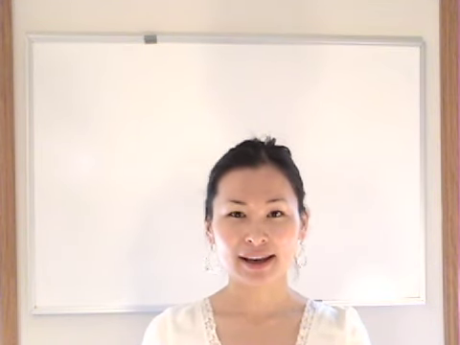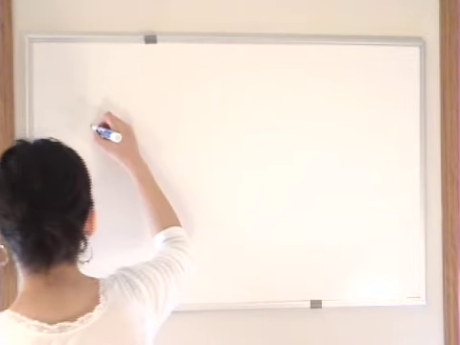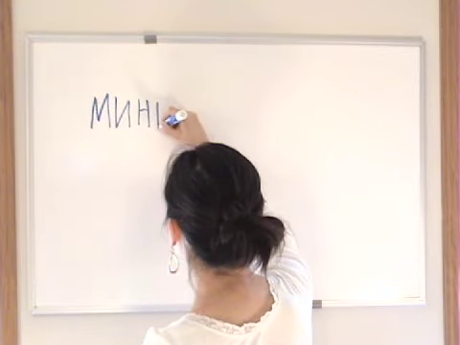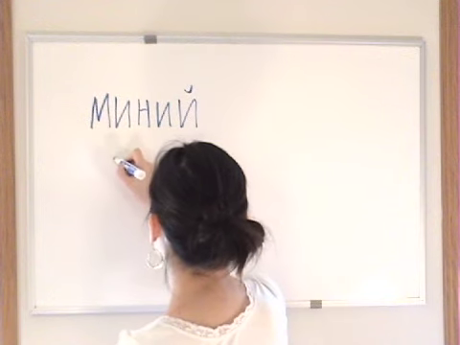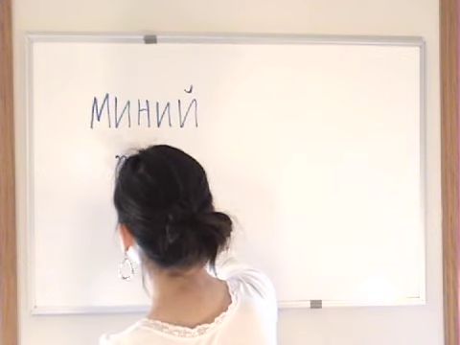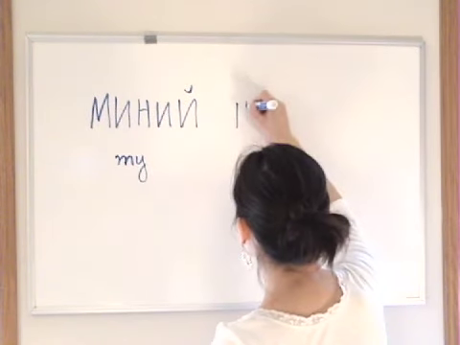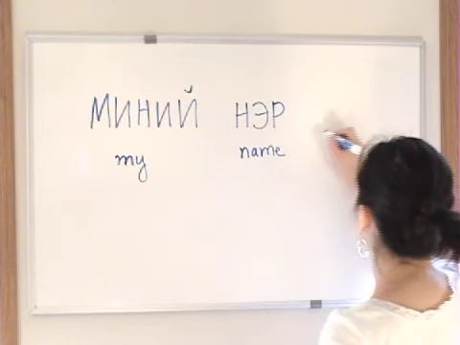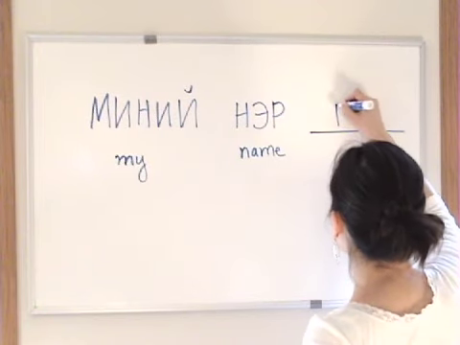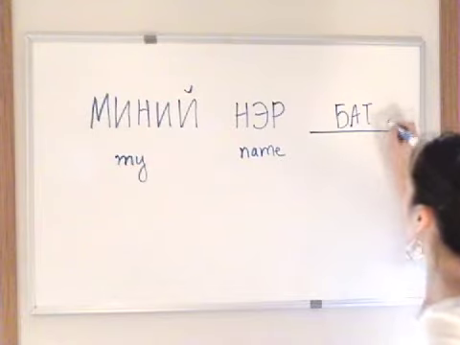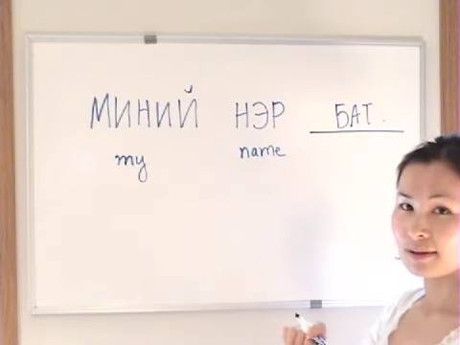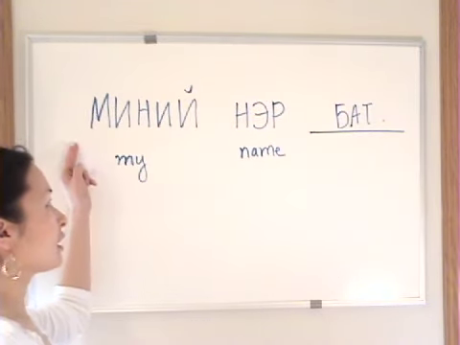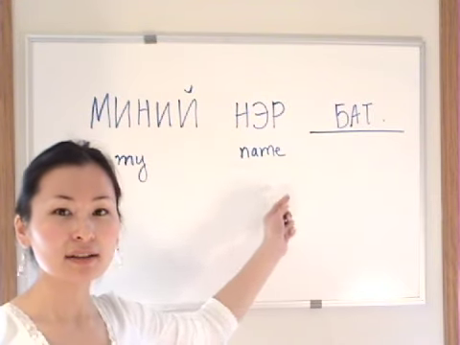Okay, so now let's learn how to say your name. In Mongolian, you say my name, mini nir, and then your name. So mini means my. Mini means my, and nir means name. And then your name. So say mini nir, and then you can put your name. Try and practice mini nir.